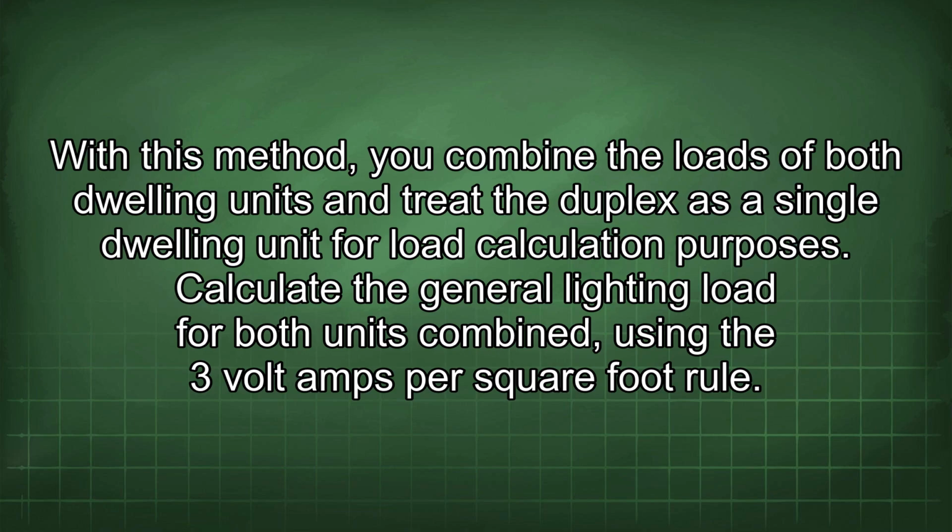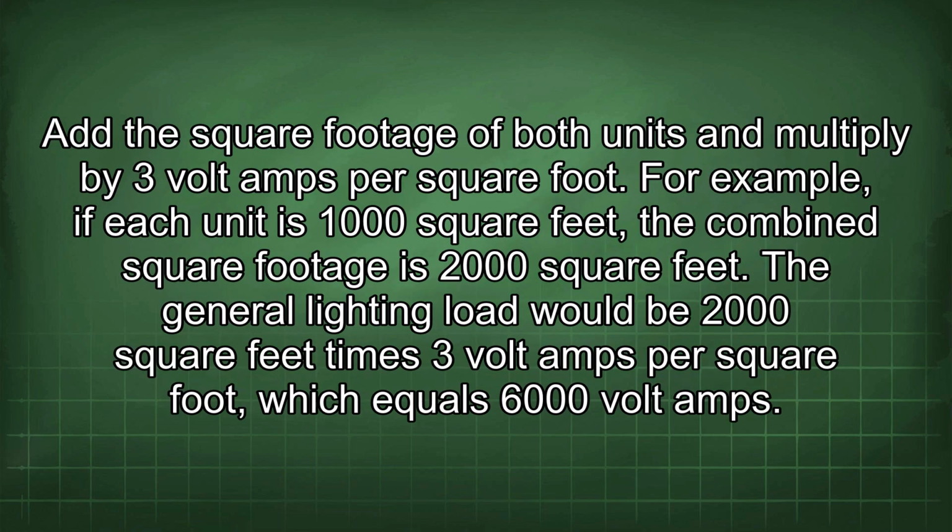for load calculation purposes. Calculate the general lighting load for both units combined using the 3 volt amps per square foot rule. Add the square footage of both units and multiply by 3 volt amps per square foot. For example, if each unit is 1000 square feet, the combined square footage is 2000 square feet. The general lighting load would be 2000 square feet times 3 volt amps per square foot, which equals 6000 volt amps.